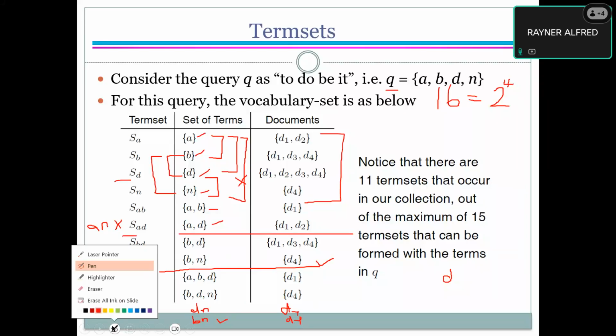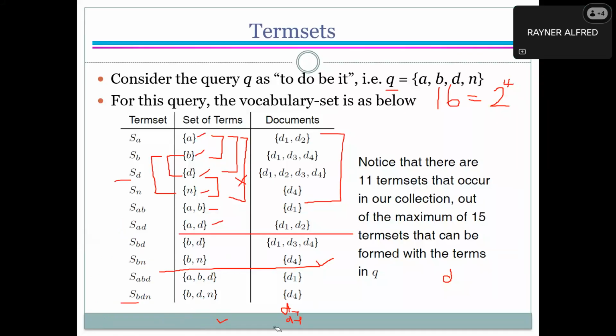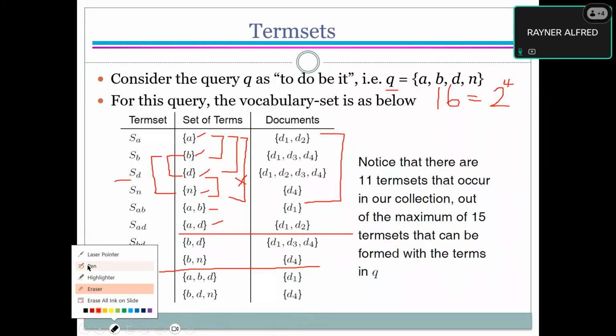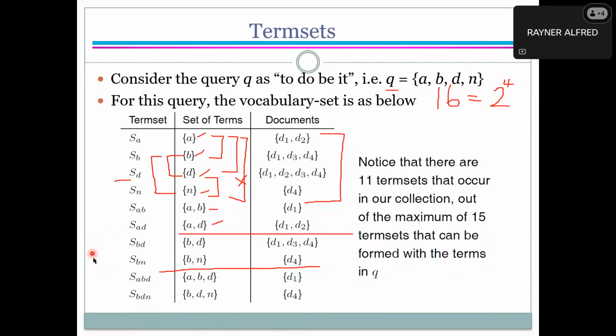Oh, betul. Erase dulu. So yang missing tuh is the BN or DN. So we have DN, which is D4. So this is SDN. So all together we have 11.